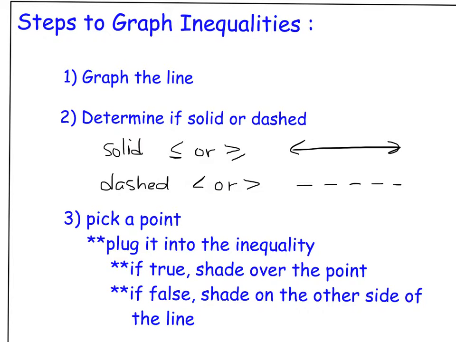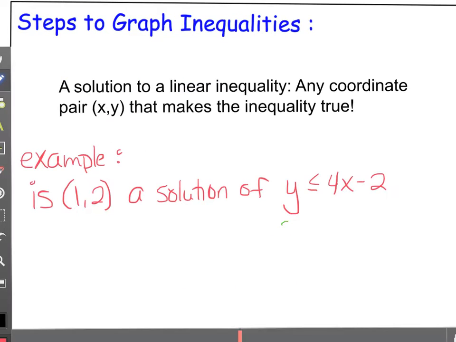A solution to a linear inequality is any coordinate pair, which is written as x comma y, that makes the inequality true. And here's an example. We're going to test if the coordinate pair 1, 2 is the solution of the inequality that's listed. In order to figure that out, you simply substitute in. In this case, y is 2 and x is 1, and you test it out and see if you produce a true statement.